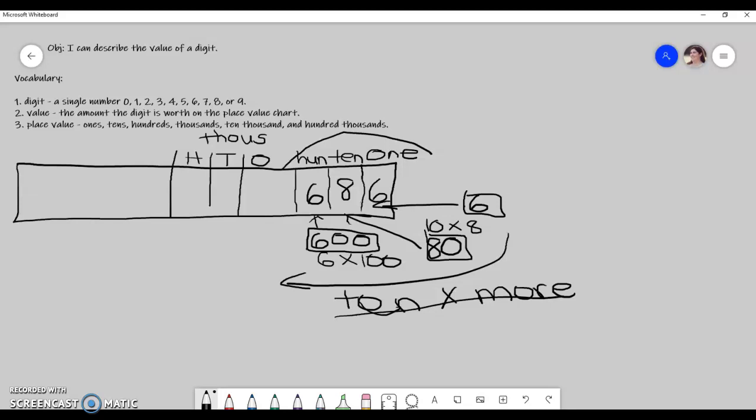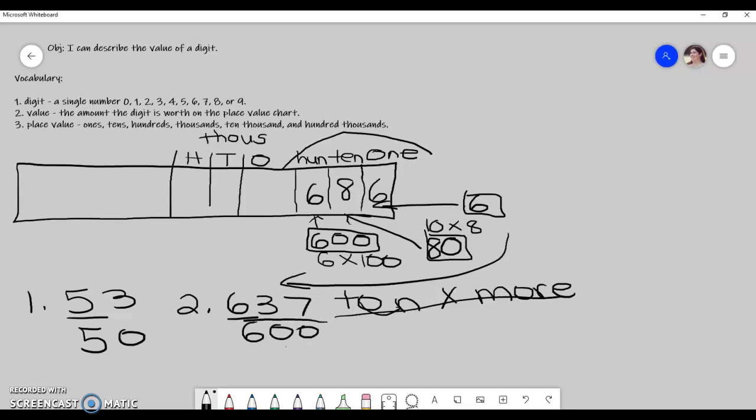So what they're asking us to do today is to tell us the value of each number. So for number 1, let's try 53. What's the value of 5? The value of the 5 is 5 with 1 digit following, 50. If we had number 2 and we had 637, what's the value of 6? Well, the value of 6 is 6 and 2 digits following, so the value of 6 is 600. So that's how you figure out the value of the underlined digit.